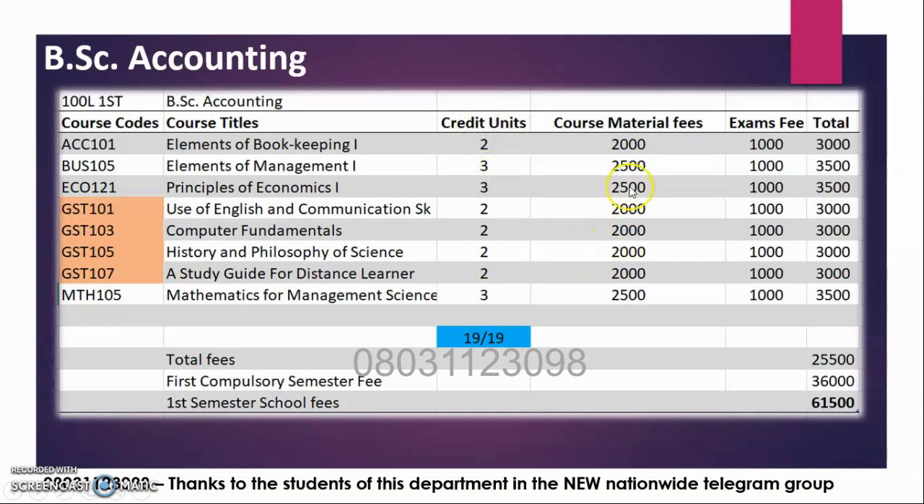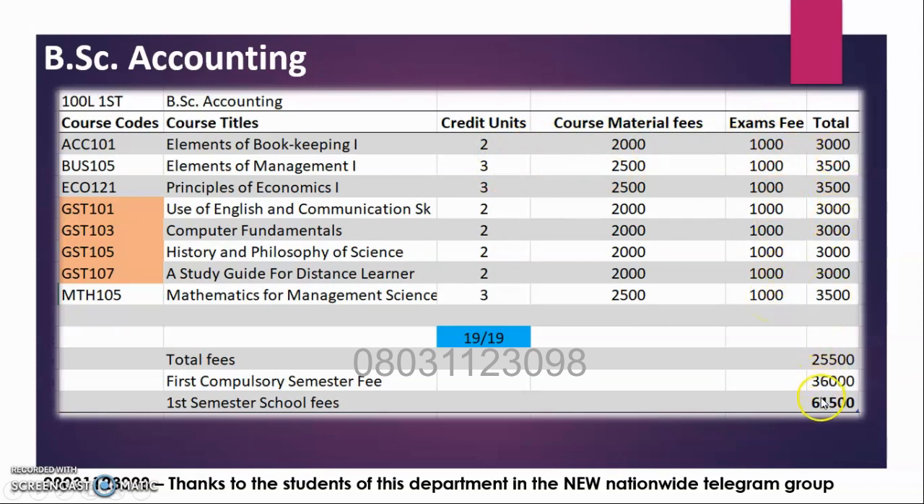and you also register your courses. So you pay for course materials. That's called course registration. 3 units is 2,005, 2 units is 2,000. Exam fee is flat, 1,000 for every undergraduate.